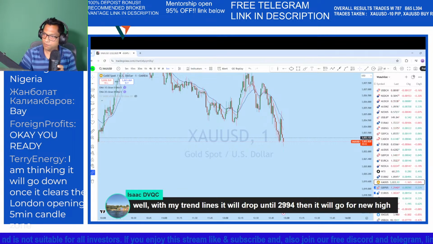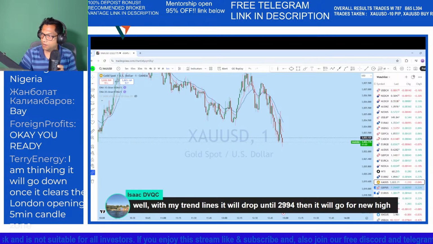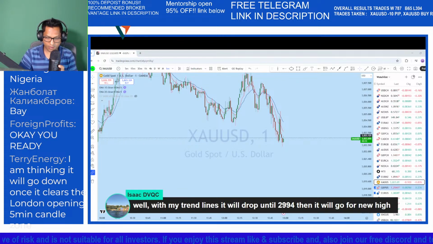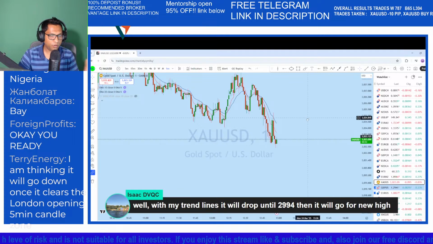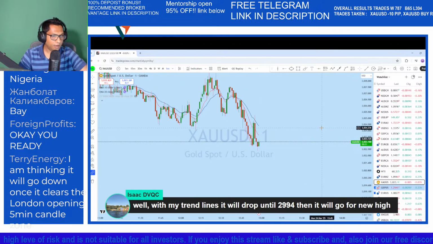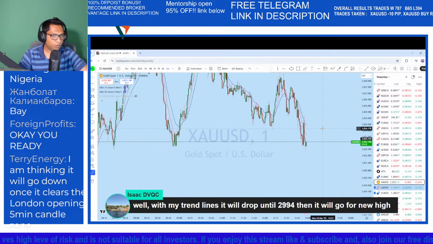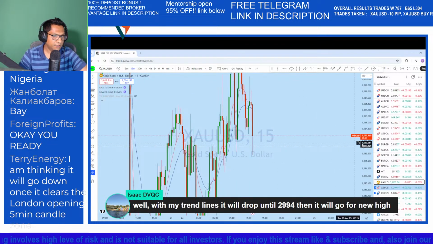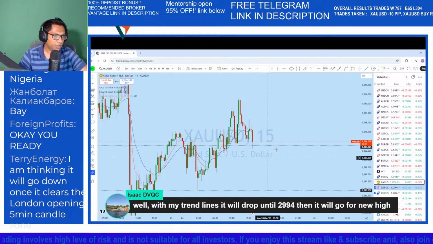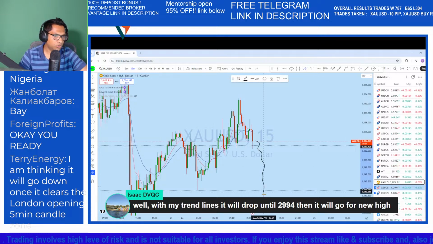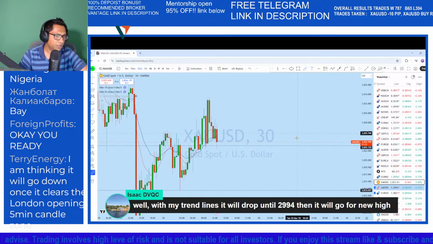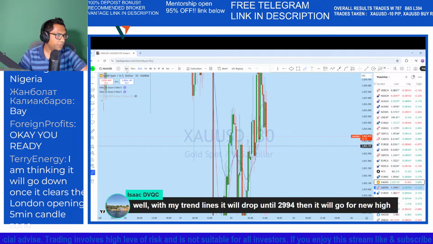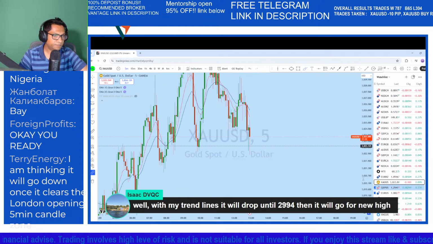So we see the break of support, and that break of support. Okay, here is a break of support, and from that break of support we could see continuation or return. Which one is potentially prevalent here? We'll see that.